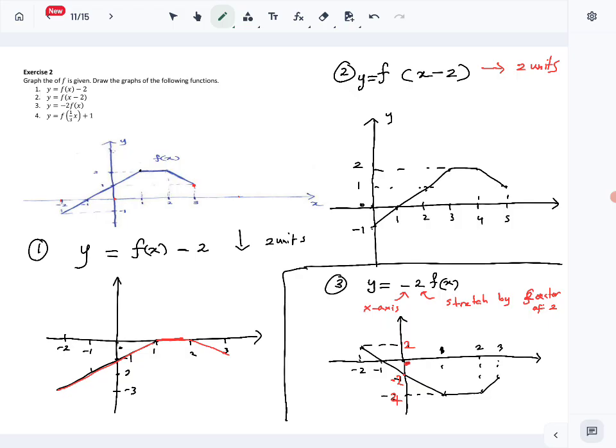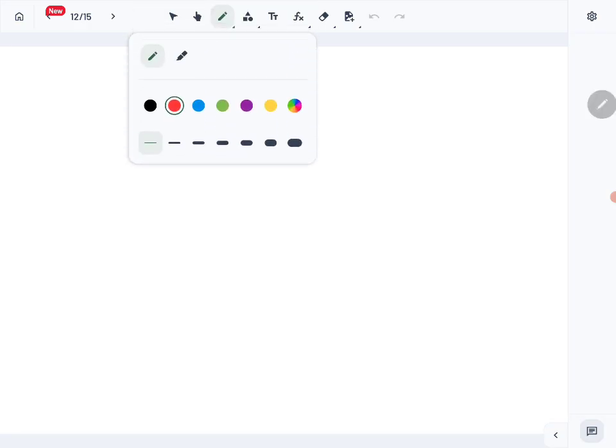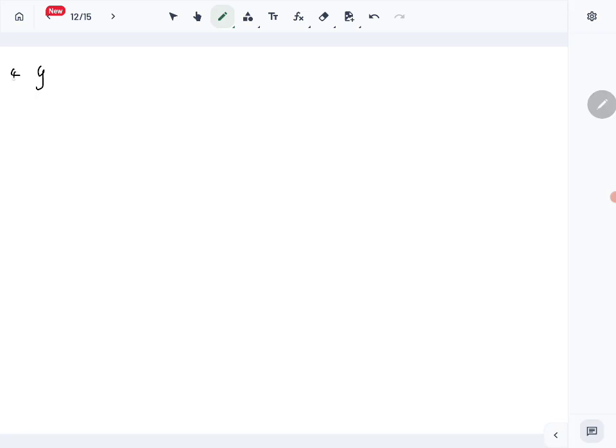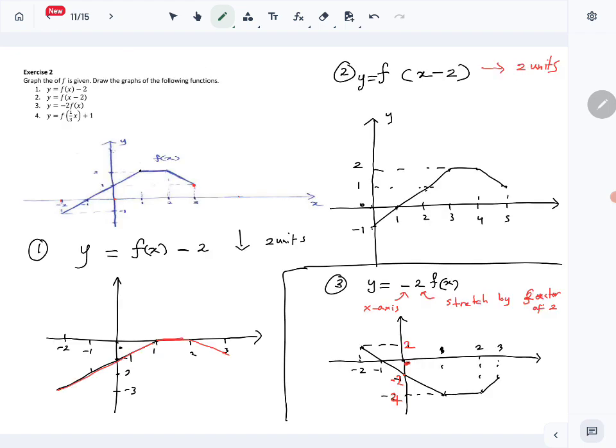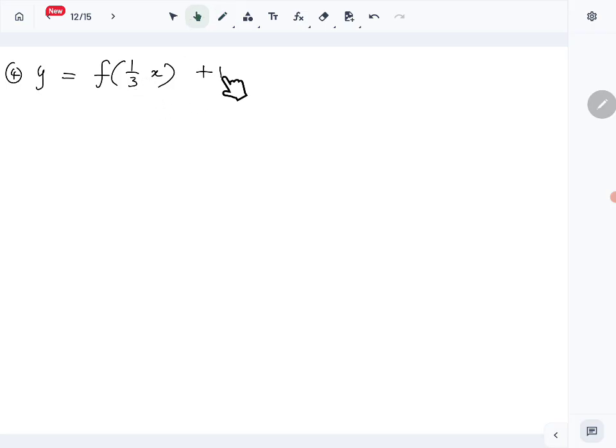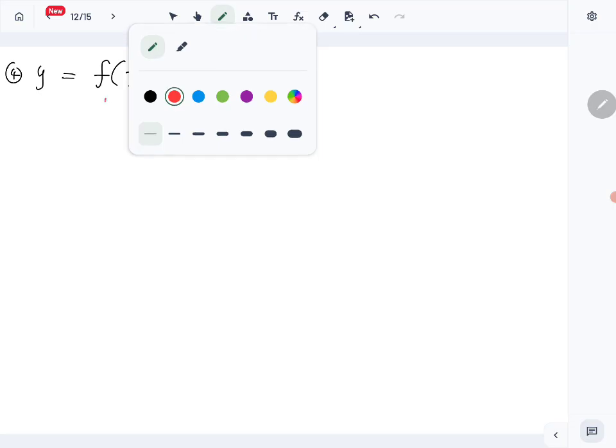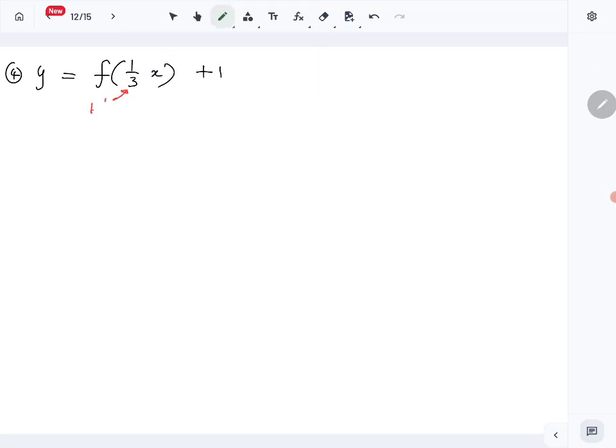The last one also has two transformations. The fourth one is what? Y equals f of 1/3 x inside plus 1, right? So what are these two transformations? 1/3 inside means what? So then horizontally stretched, right? Horizontally stretched by what? By a factor of 3, and plus 1 outside means what? Up by 1 unit, right? So this one, let's first do the stretching, then we'll shift it up by 1 unit, right?